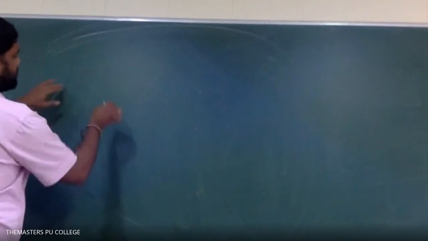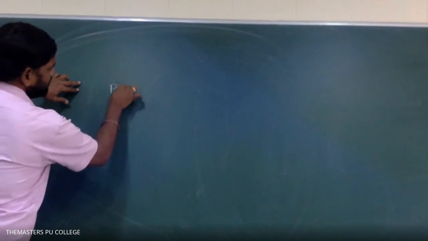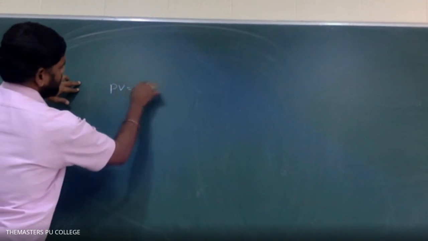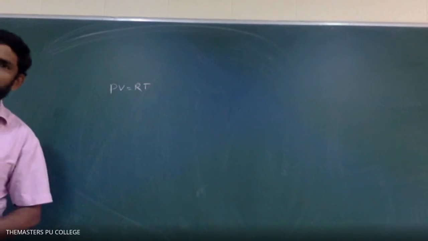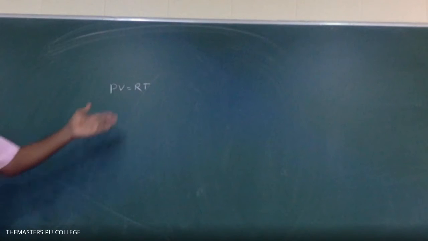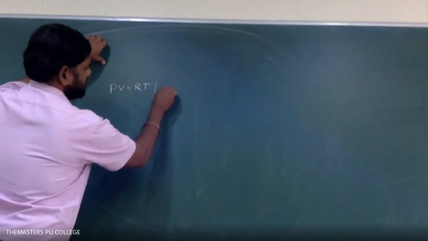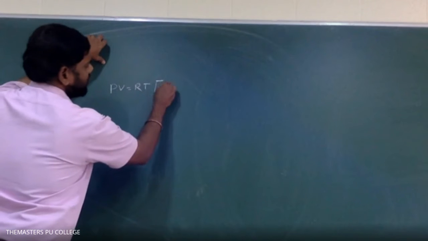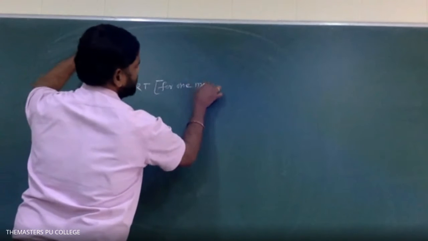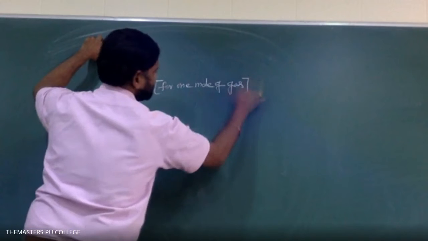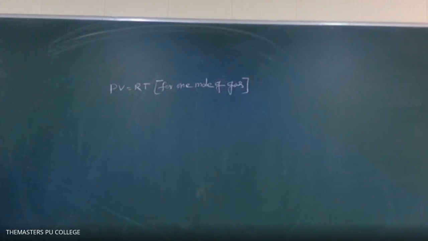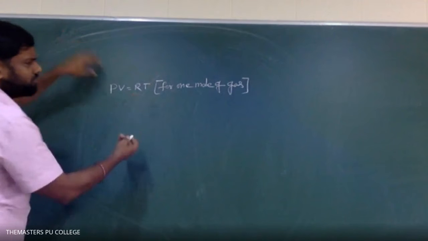We have derived the ideal gas equation, that is PV equals RT, or PV upon T equals R. What does this R stand for? This is for the ideal gas equation. We have considered 1 mole of gas, and we got PV equals RT. So then we can continue to the steps regarding it.